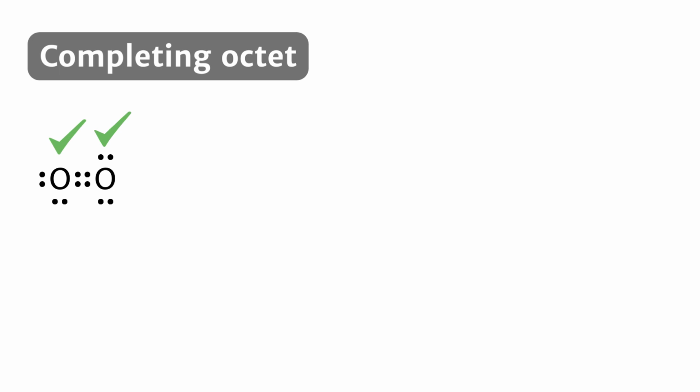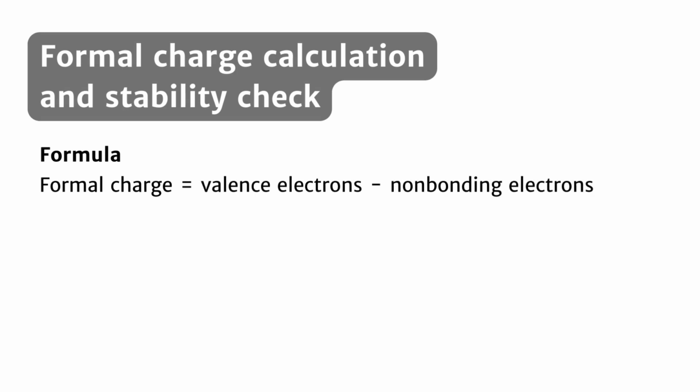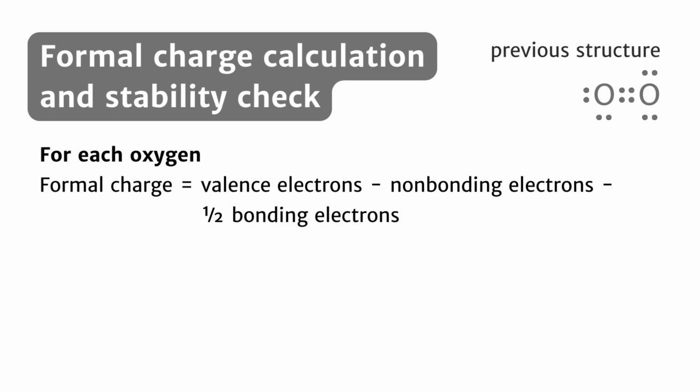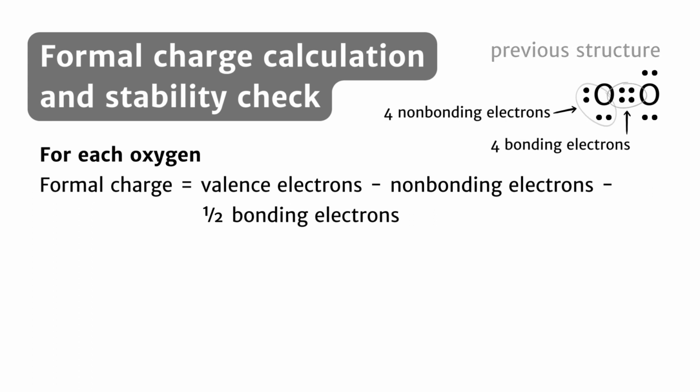of the structure. This is the formula we can use to calculate formal charges for the O2 Lewis structure. Formal charge equals valence electrons minus non-bonding electrons minus half times bonding electrons. Input the relevant data and allocate the values to calculate the formal charges for each corresponding atom. For each oxygen atom, valence electrons are 6, non-bonding electrons are 4, and bonding electrons are also 4. So the formal charge will be equal to 6 minus 4 minus half times 4, which equals 0.